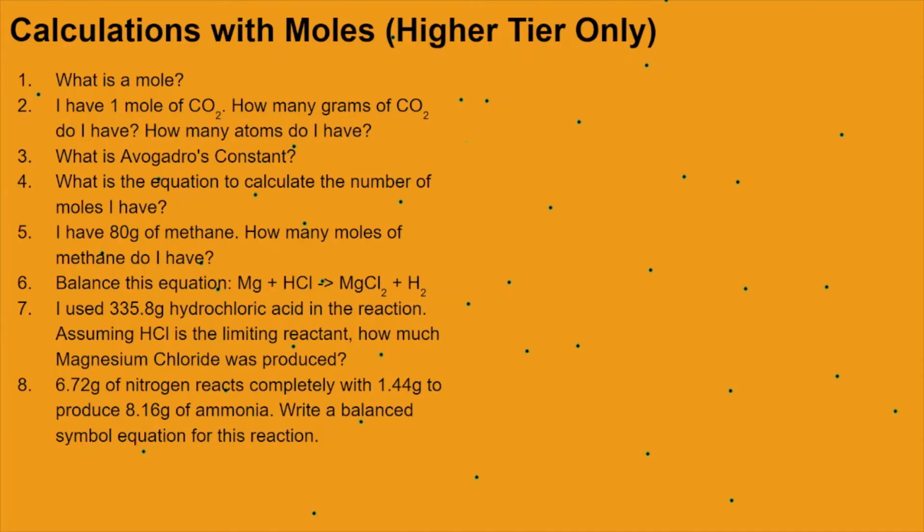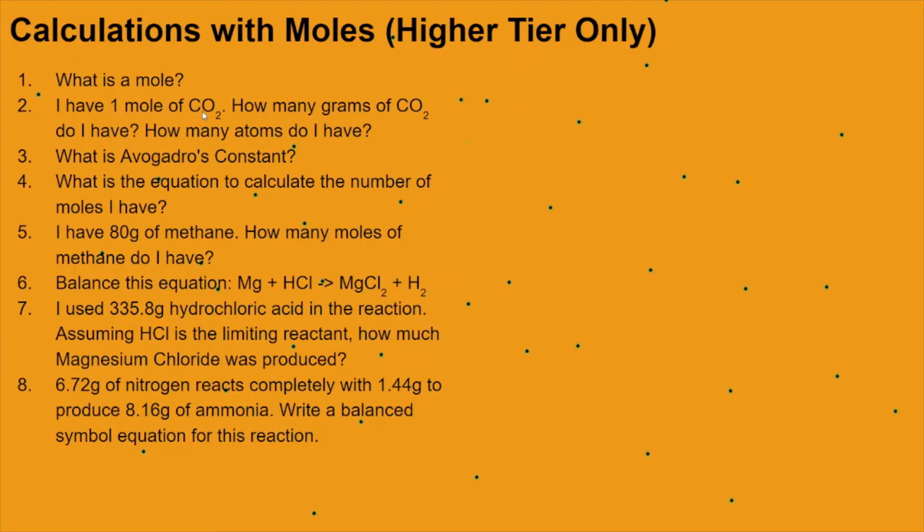So if I have 1 mole of oxygen, there are 6.02 times 10 to the 23 atoms of oxygen in that mole. If I have 1 mole of uranium, there are 6.02 times 10 to the 23 atoms of uranium in that mole. There's another special thing about moles.